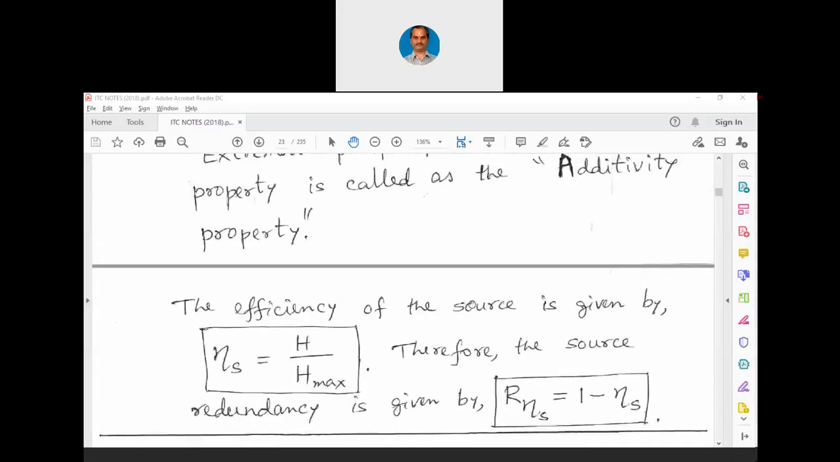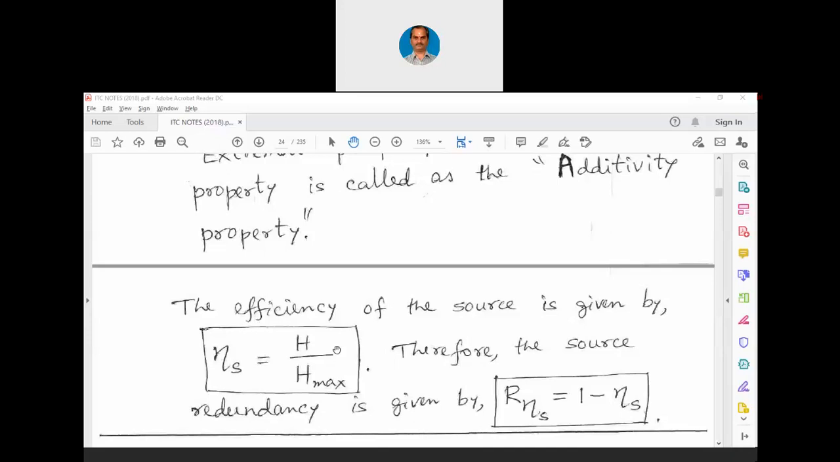Now, the efficiency of the source is given by eta s equals H by H max. We know that H max is nothing but log m, and we know that whenever any normal information source is there, the probabilities are not equal. The probabilities of all the symbols are equal only in the example which we discussed today, that is the television picture, where all pixels are identical. Whereas, if we take the English language as our example, there the probabilities of A to Z are not equal.